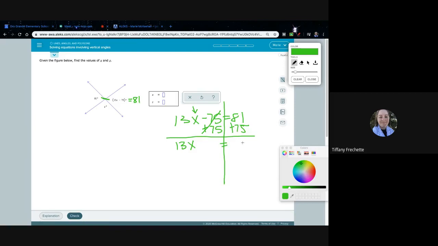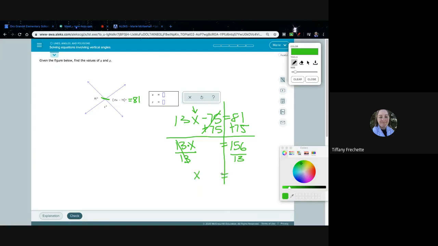81 plus 75, let's see, we get 156. And now we want to undo this multiplication. This is the last step to get x by itself. So I want to undo multiplication, and I undo that with division. Make sure you do it on both sides of your equal sign. 13 divided by 13, or any number divided by itself, becomes 1, and x drops down by itself.